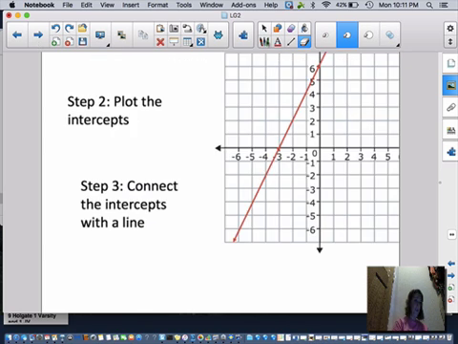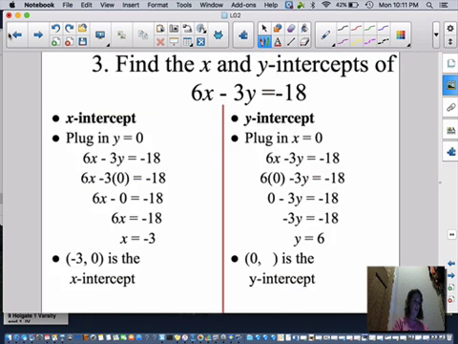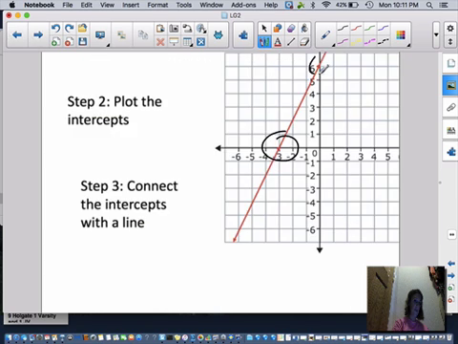We're going to go plot our points. Negative 3, 0 is here. And then our other point was 0, 6. So 0, up to 6. And we connect with a line. Okay.